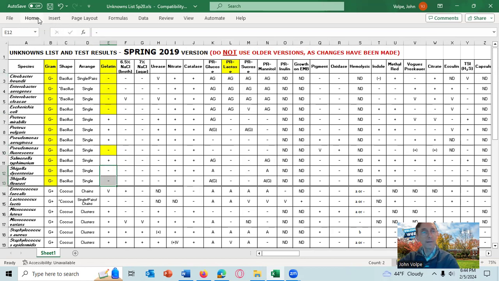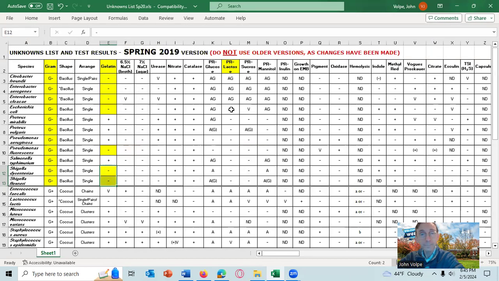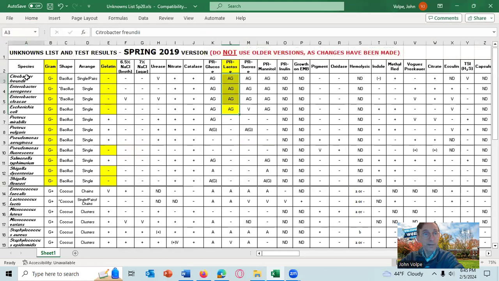So initially you're looking at the possible cells and it was all gram negative cells. And then you've narrowed it down to the gelatin negative cells. So that narrows it down to these highlighted cells. Excuse me. And then it's going to be PR lactose, AG. I'll talk about what that is, acid gas. You've now narrowed it down to 4 possibilities, or 4 possible species.